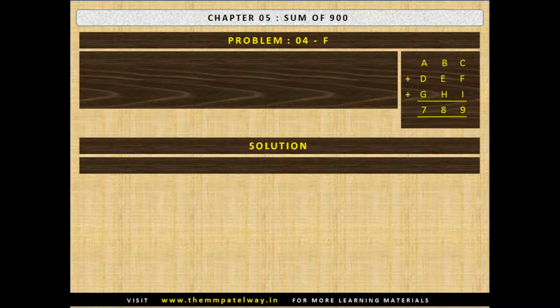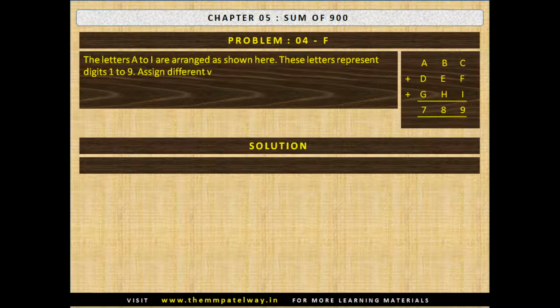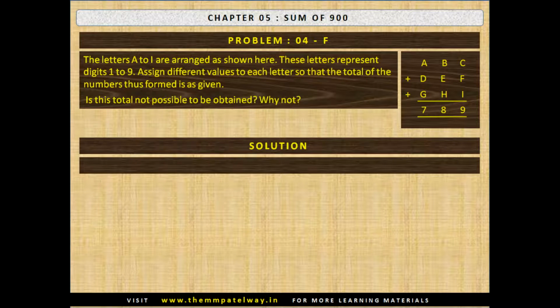Problem number 4F. The letters A to I are arranged as shown here. These letters represent digits 1 to 9. Assign different values to each letter so that the total of the numbers thus formed is as given, that is 789. Is this total not possible to be obtained? Why not?